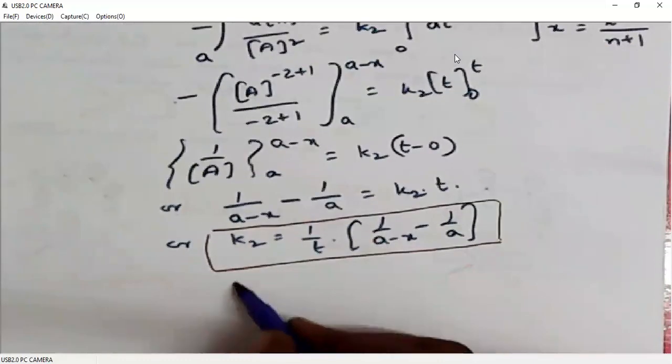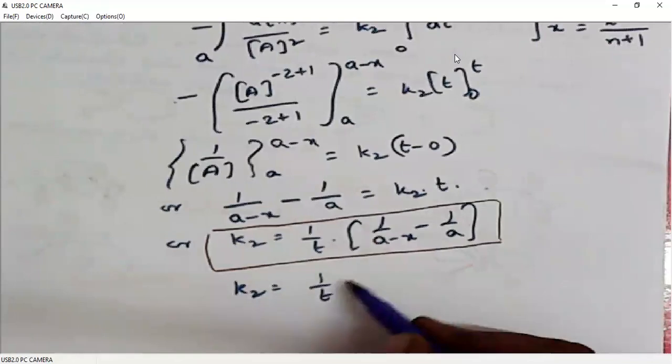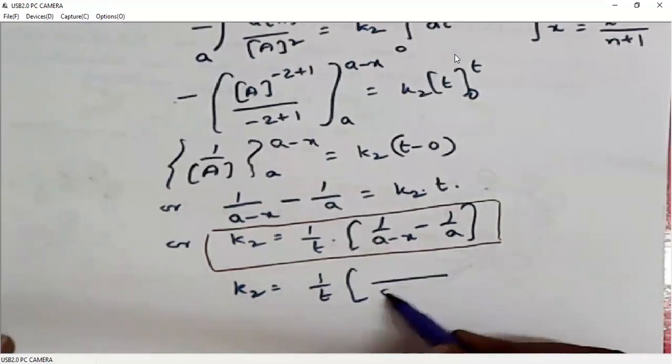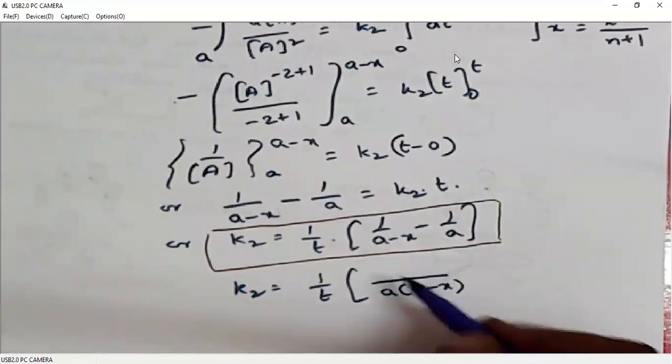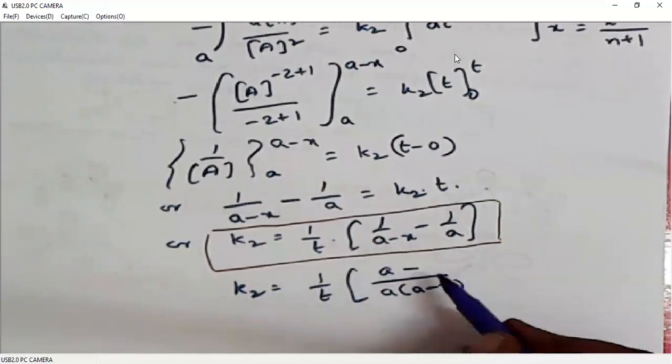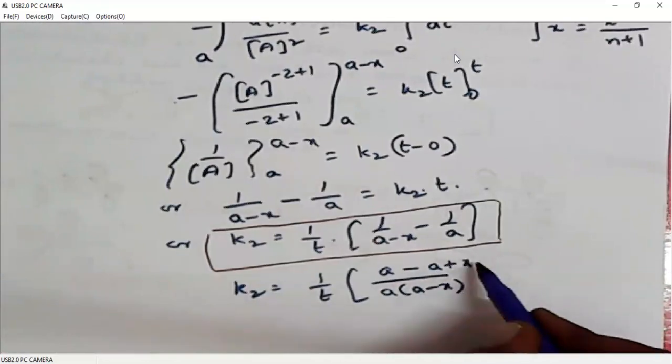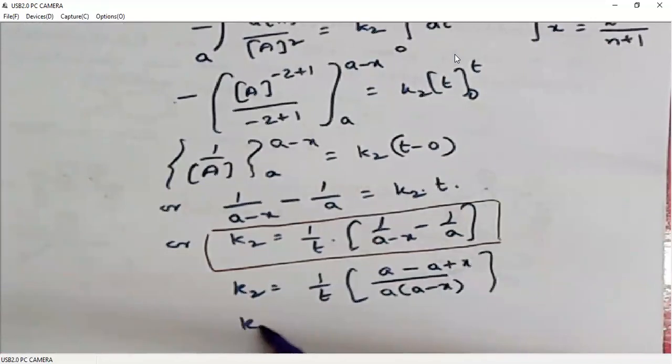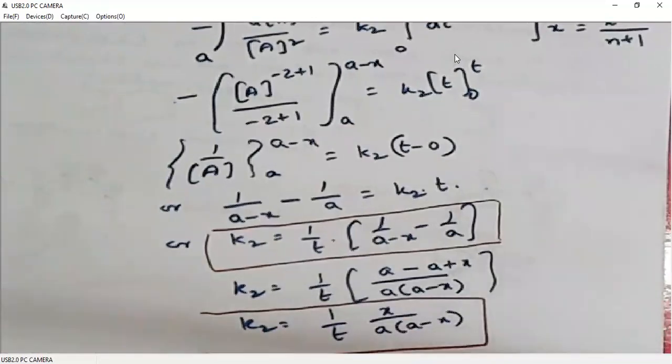How do we simplify it? K2 is equal to 1 by t into, when we do LCM, it is A into A minus X. Here it takes A minus of A minus X, so it becomes X. When we simplify this, K2 is equal to 1 by t into X by A into A minus X. So this is the integrated rate expression for a second order reaction in which two molecules of the same reactant are involved in the reaction. So I repeat the sentence again.